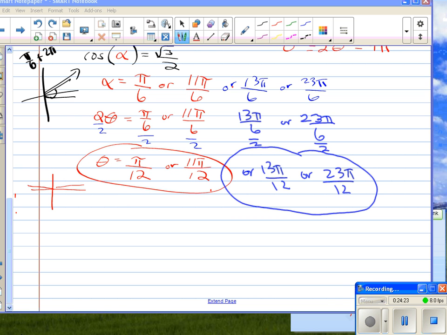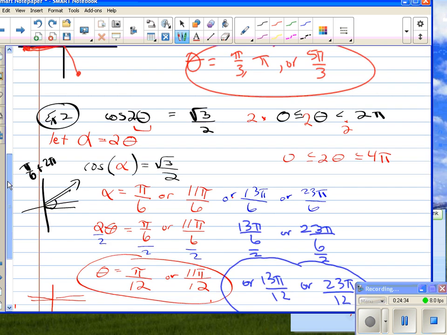Now, you guys realize you can always check your work, right? You can plug back in and see what happens. If you plug pi over 12 back into the original equation, 2 times pi over 12 turns into pi over 6. Cosine of pi over 6, we all know is the square root of 3 over 2. Try one of those bigger angles, 23 pi over 12. We plug 23 pi over 12 into theta. 2 times 23 pi over 12 is really 23 pi over 6.